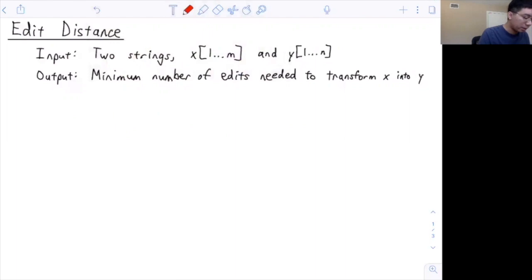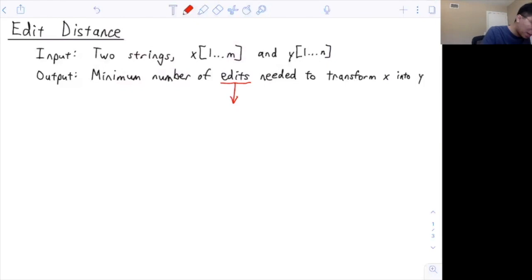So in the problem, we're given an input of two strings, x and y. Note that these strings do not need to be of the same length. They can be different lengths. And then our output is going to be the minimum number of edits needed to transform the string x into the string y. And what do I mean by edits?